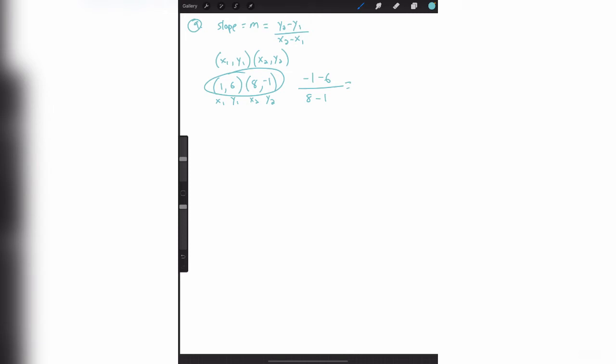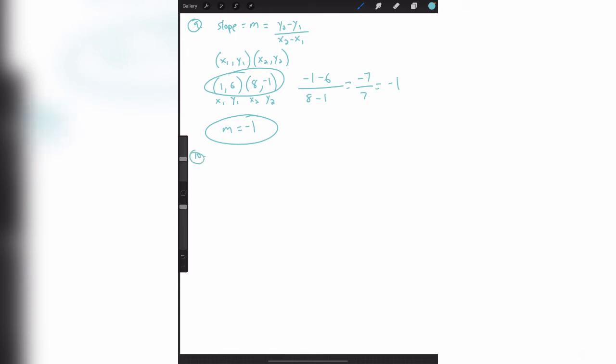Negative 1 minus 6 gives me negative 7, over 8 minus 1, that gives me 7. Negative 7 divided by 7 is negative 1. So it's asking me to find the slope. The slope, in the end, is equal to negative 1. Remember, m is a way of signifying slope. So slope is equal to negative 1.